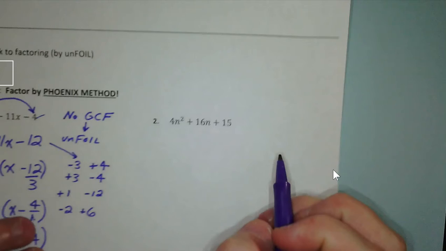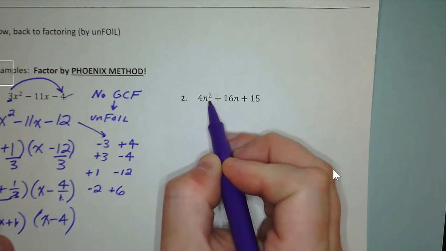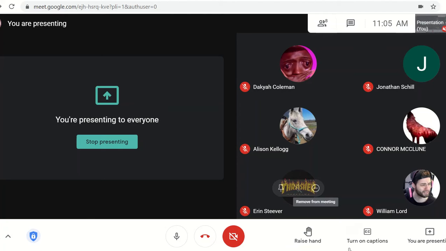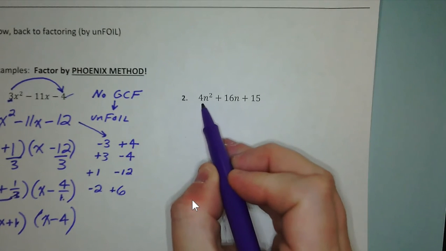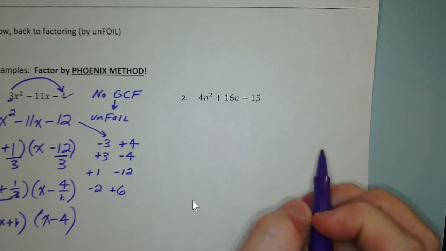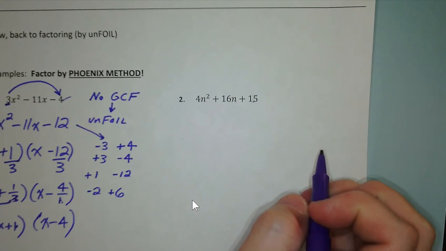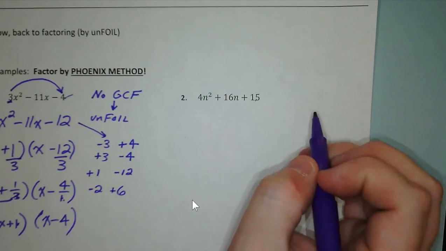Number 2, now let's do a little bit quicker. Once again, you look at this and, Jonathan, does 4n squared and 16n and 15, do they have a GCF that we need to factor out first? Yeah. What do you think it is? I can't see. 4n squared, 16n, and 15. I don't know. Yeah, you know the reason why you can't think of it? Because there is no GCF.